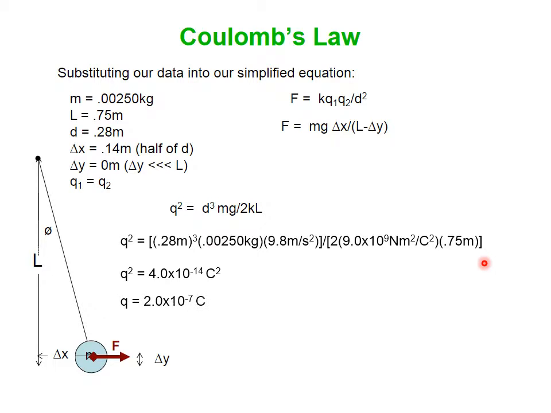And so we have a value of Q of approximately 2.0 times 10 to the minus 7th coulombs on each balloon. The net excess charge, either positive or negative, we still don't know, of 2.0 times 10 to the minus 7th coulombs.